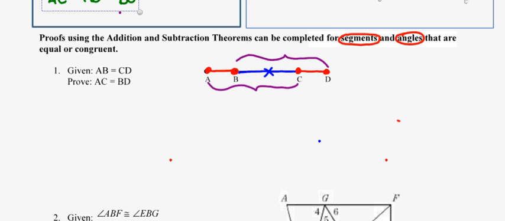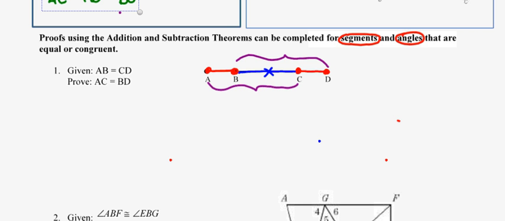That's kind of a key or a clue that tells me that I'm going to be using the reflexive property here in my proof. Remember that in order to use the addition property or subtraction property of equality, you have to have two pairs of parts that you can add or subtract. In this case, I'm going to combine the red plus the blue in order to obtain the purple.